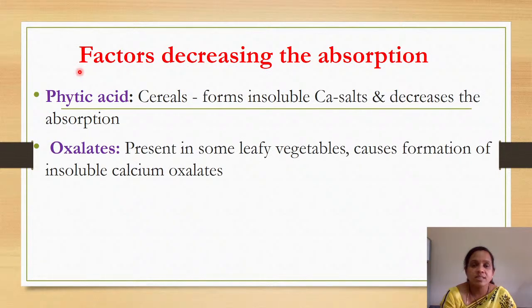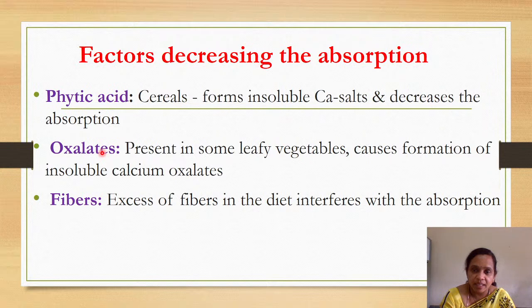Then oxalates. The oxalates that are present in some of the leafy vegetables also cause the formation of calcium oxalate stones. As a result of that, the absorption is also decreased. Fiber. More and more fiber in the diet interferes with the absorption of calcium. We have to consume fiber in the diet because that is very much important. The roughage in the diet has a very good effect, but do not consume it to such a great extent that it inhibits the absorption of calcium.